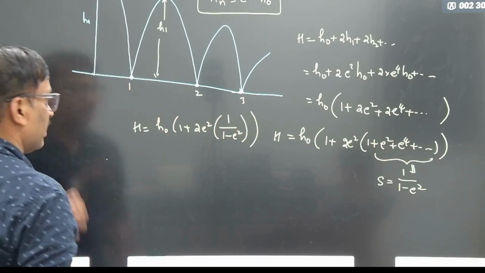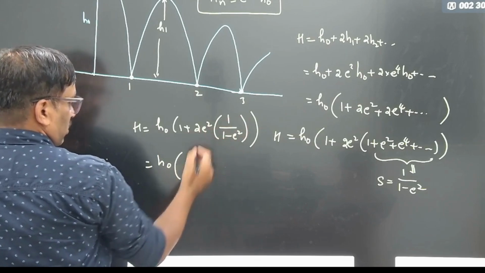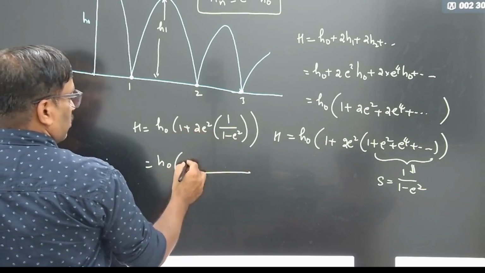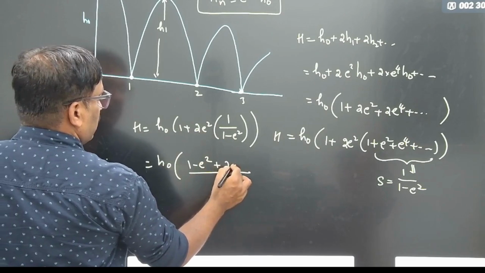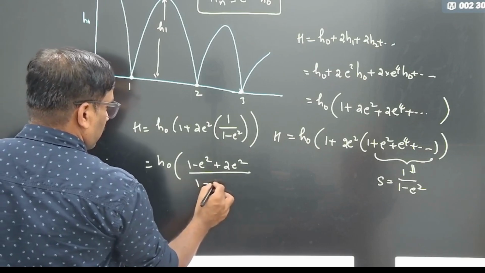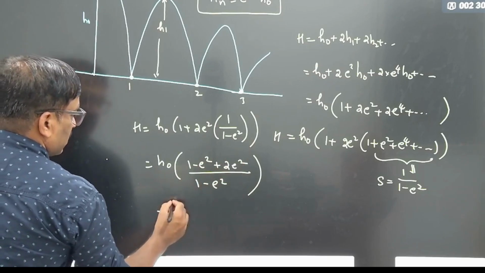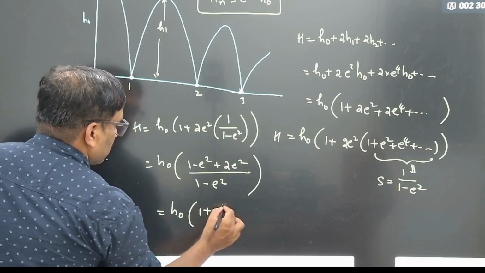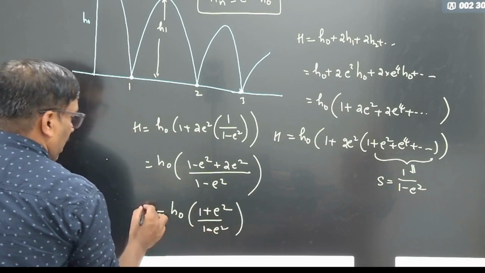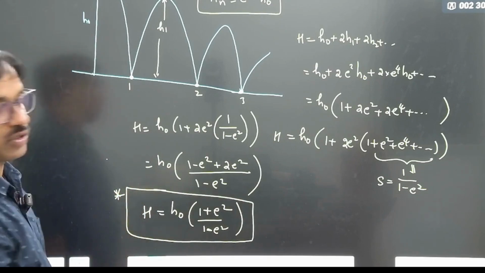So simplify this one. You can get it as h naught into 1 plus 2e², so you can simplify here. Just mathematics: 1 minus e² plus 2e² over 1 minus e². So 1 minus e² plus 2e² is nothing but 1 plus e². H naught into 1 plus e² by 1 minus e². This is your height, I mean the total distance travelled until it stops.